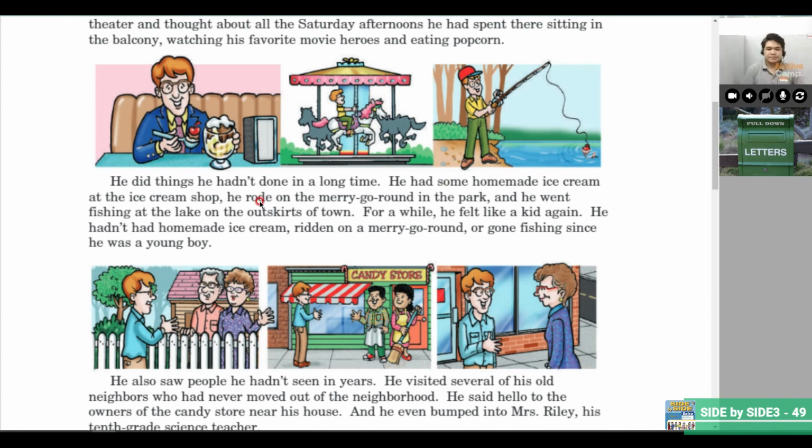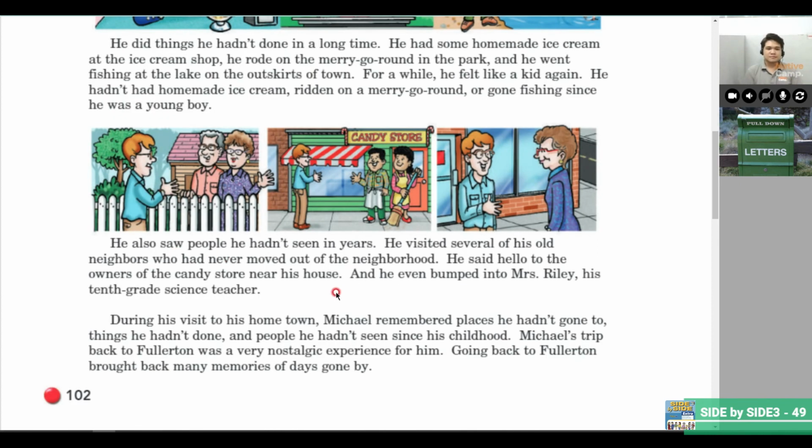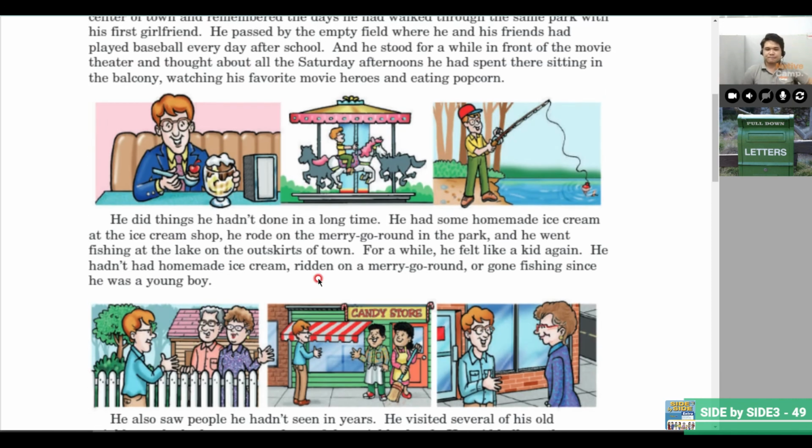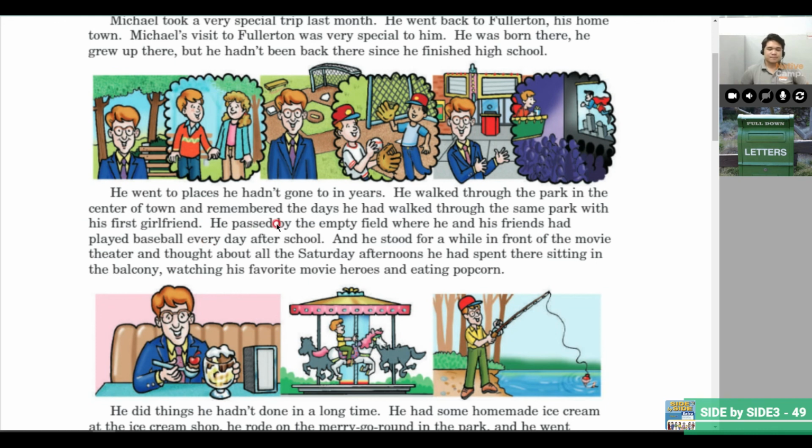And number two, where did he pass by? It's in the second paragraph. He passed by the empty field where he and his friends had played baseball every day after school. Okay, good job.